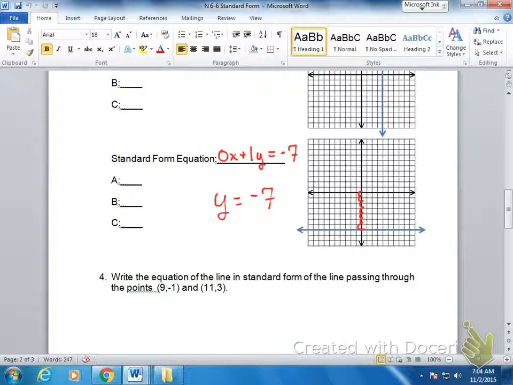So if you remember, vertical is x equals, horizontal is y equals. These aren't very bad. Our a is what's in front of x, it's 0. Our b is what's in front of y, which is 1. And our c, of course, is our number, which is negative 7.